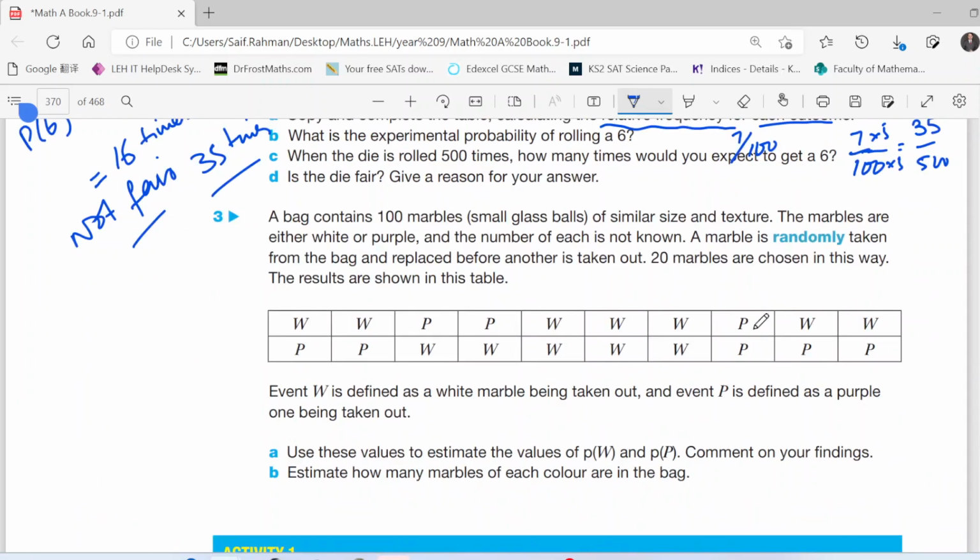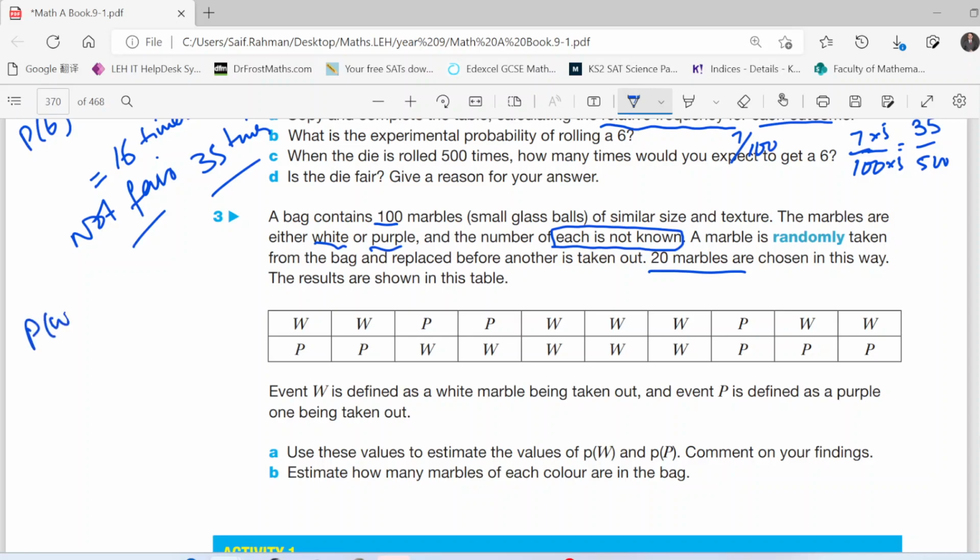A bag contains 100 marbles of similar size. The marbles are either white or purple. The number is not known, so we do not know how many marbles out of these 100 are white or purple. A marble is randomly taken from the bag and replaced before another is taken out. So 20 marbles are chosen in this way. So the result is here. We conducted the total number of trials 20 times. And out of these trials, how many times did we get white?